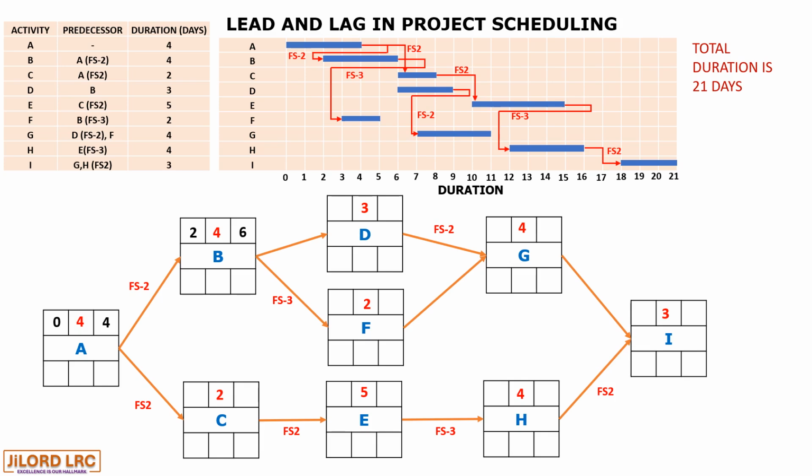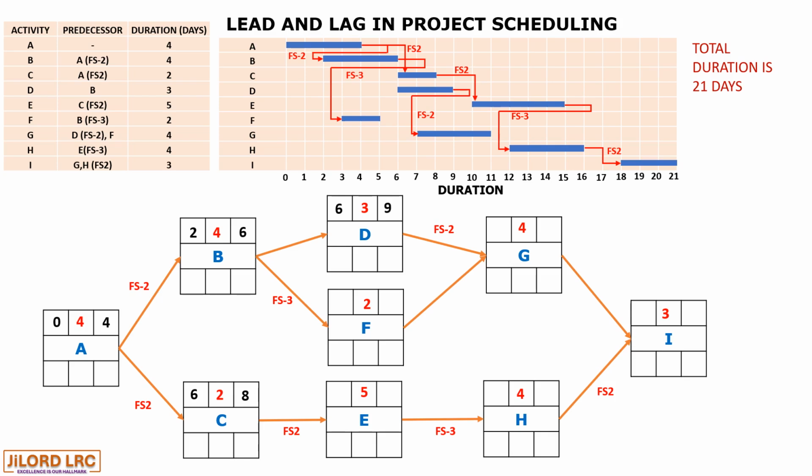For activity C, it has a lag of 2. So 2 added to 4 becomes 6. And when you add 6 to 3, you get 8. Now let's proceed to activity D, E, and F. Let's deal with activity D. So there is no finish to start, lead, or lag between activity B and D. So the early finish of activity B becomes the early start for activity D. The early finish for activity D is 6 plus 3, which gives us 9.